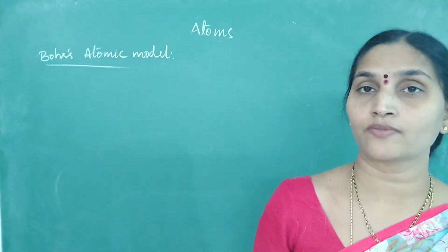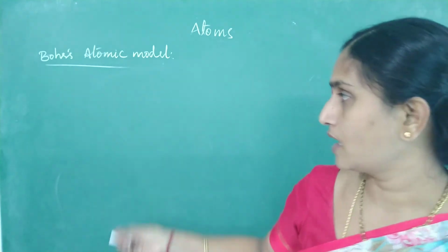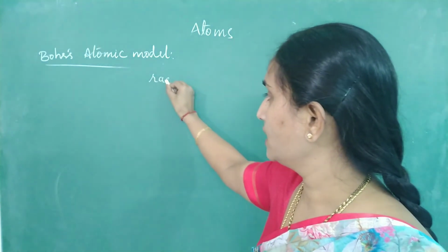Okay, now making use of these Bohr's postulates, let us see how to find out the radius of the nth orbit.